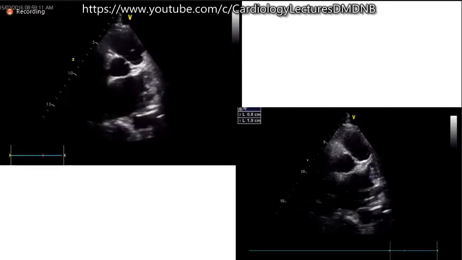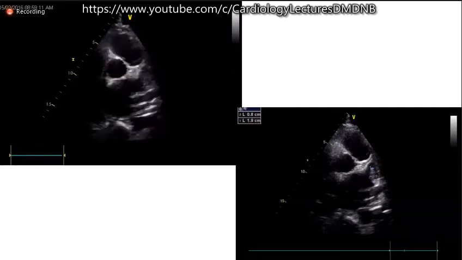Sir, apical 4-chamber view. Very good. Tilting more anteriorly a little. Yes, very good. Take up the apical four chamber view and then tilt anteriorly so that the right atrium and the left atrium are better delineated. You should be able to pick up the left atrial appendage also.